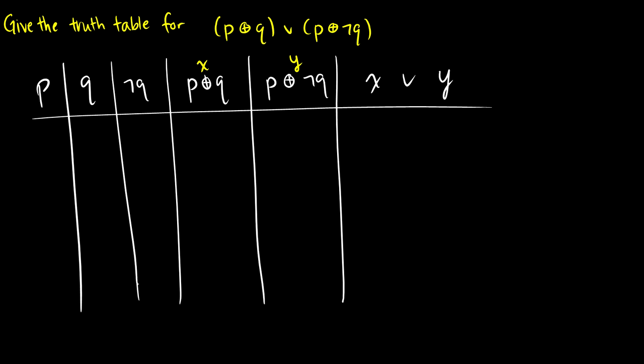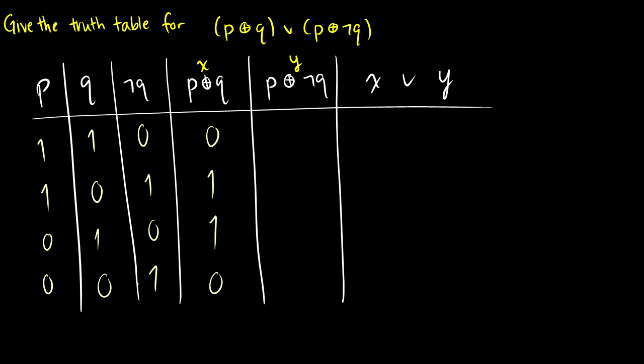Let's set this up: 1, 1, 0, 0, 1, 0, 1, 0. Not Q is going to be 0, 1, 0, 1. P XOR Q is going to be 1 when the values are different, so we get 0, 1, 1, 0. For P XOR not Q, in the first row, P and not Q are different, so we have a 1. In the second row, they're the same. Third row, they're the same. Fourth row, they are different.